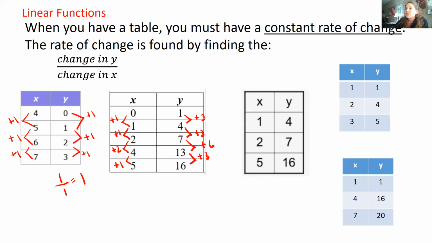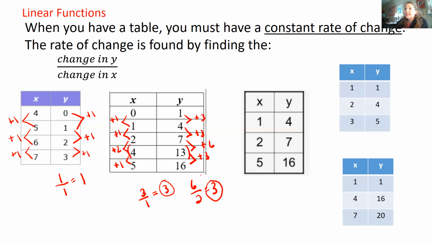So if we look at the first one, our change in y is 3, our change in x is 1. I can simplify 3 over 1 to 3. Well, let's look at these ordered pairs. The change from 7 to 13 is 6. The change from 2 to 4 is 2. So 6 divided by 2 is also 3. So even though the numbers are different, the rate of change is the same.